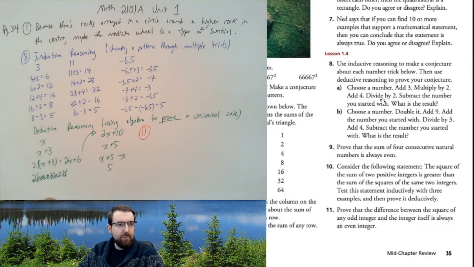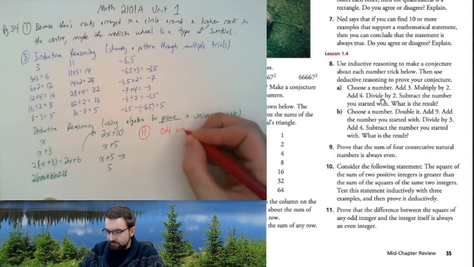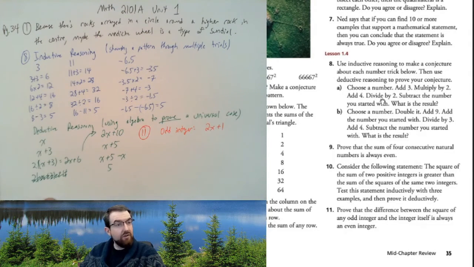So first up, we're going to need to represent an odd integer. When we know that an odd integer, I can call it 2x plus 1, right? As we went over, we can't just call it x. It has to be 2x plus 1, right? Because 2x is always even, which makes 2x plus 1 always odd.